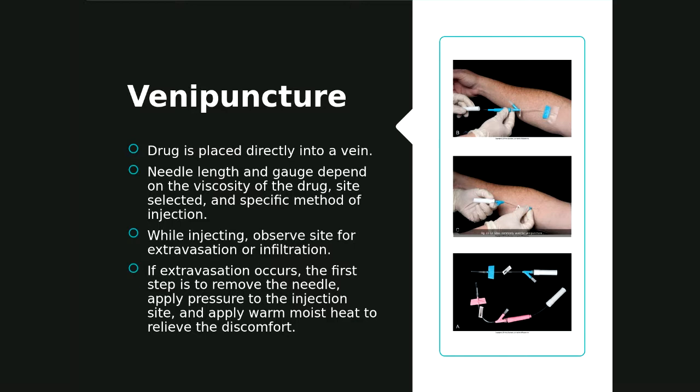When we look at venipuncture, typically drugs are placed directly into a vein. The needle length and the gauge depend on the viscosity of the drug or the thickness of the drug, the site that you select, and the specific method of injection. And while you're injecting, you always want to observe the site for extravasation or leakage. Sometimes that is also called infiltration. That is where the medication leaks outside where you intend it to. Typically, the patient will complain of pain when that happens because it's a little bit painful and a lot of pressure when that actually leaks out.